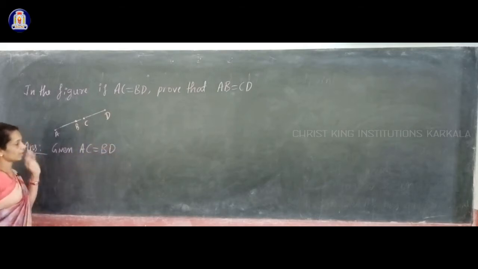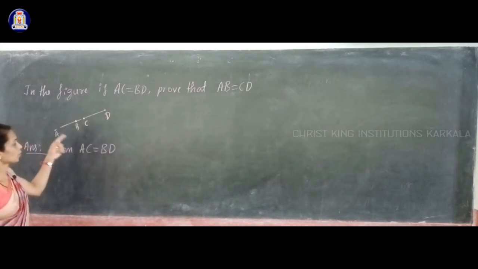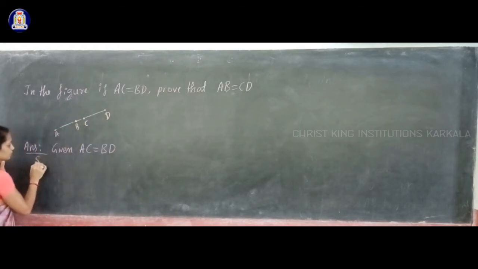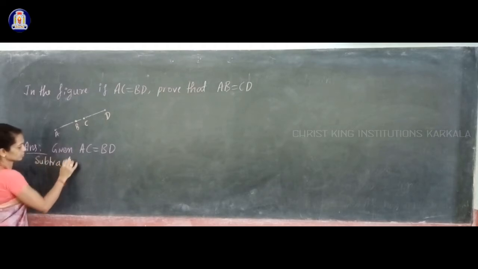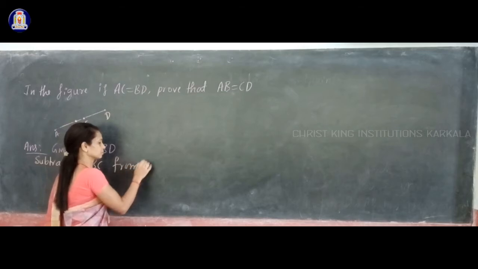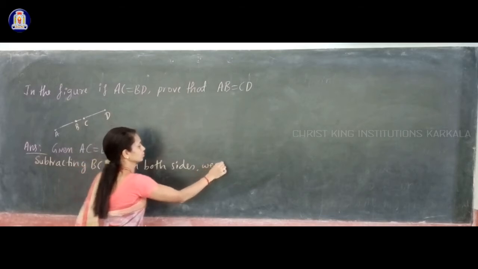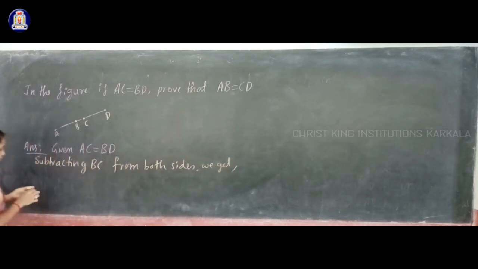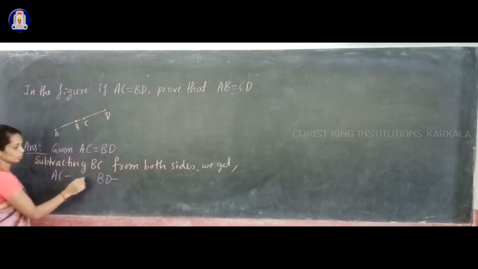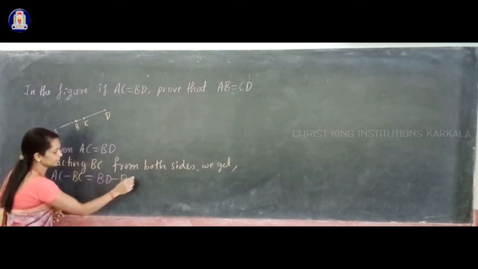Start with that, and from this we subtract the same quantity. We subtract the same quantity from both sides. I will subtract BC. Subtracting BC from both sides, we get, see, you have AC on one side and BD on the other side. From that we are subtracting BC. So if you subtract BC, what do you get?